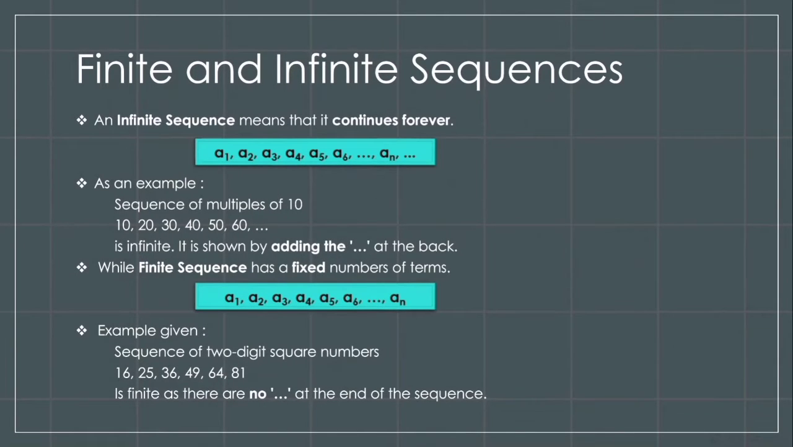Finite and infinite sequences. An infinite sequence means that it continues forever: A1, A2, A3, A4, A5, A6, An, and so on. As an example, the sequence of multiples of 10, which is 10, 20, 30, 40, 50, 60, and so on, is infinite. It is shown by adding the triple dots at the back. While a finite sequence has a fixed number of terms: A1, A2, A3, A4, A5, A6, and last but not least, An. An example given is the sequence of 2-digit square numbers: 16, 25, 36, 49, 64, and 81. It is finite as there are no triple dots at the end of the sequence.